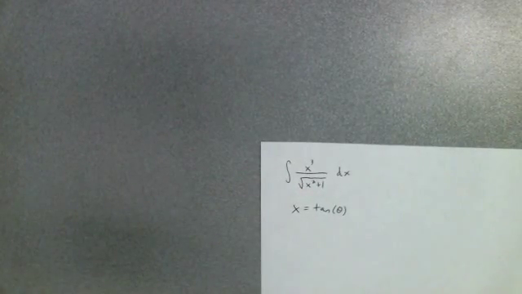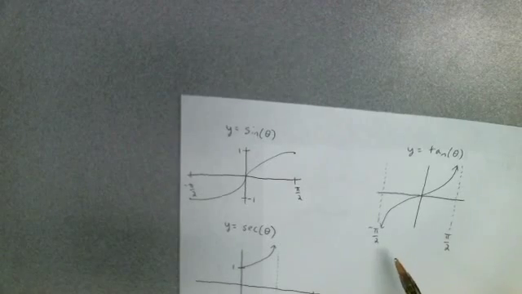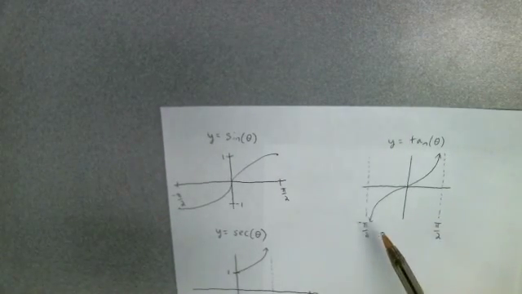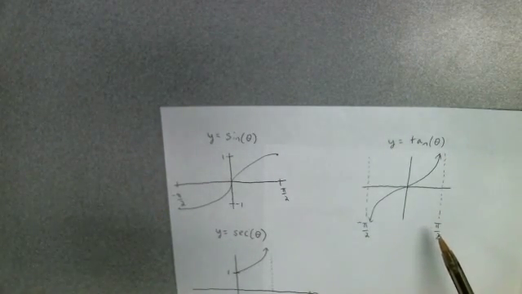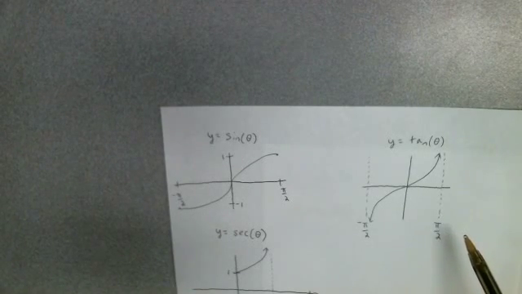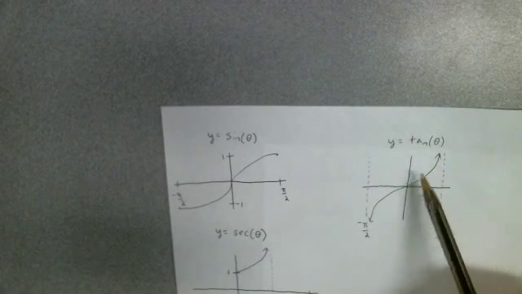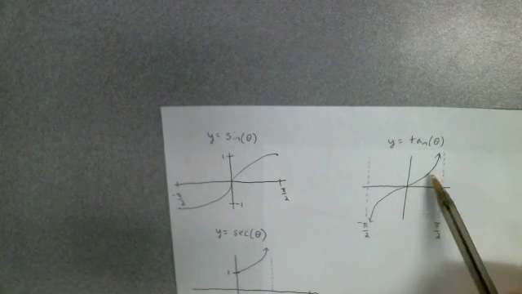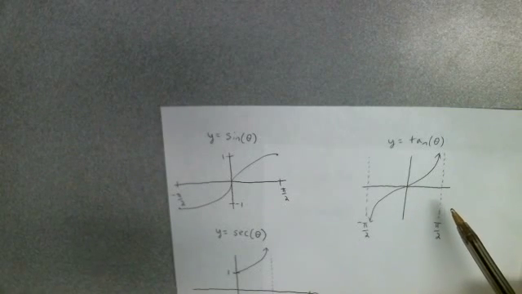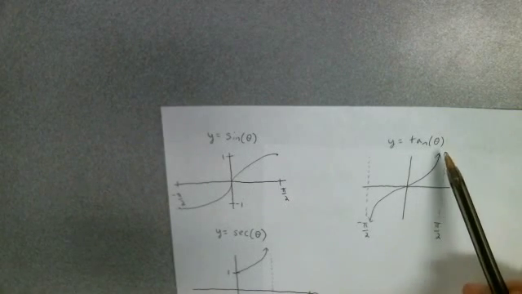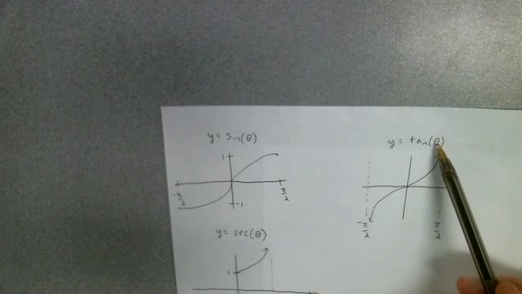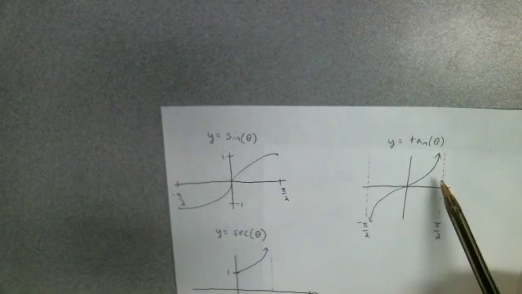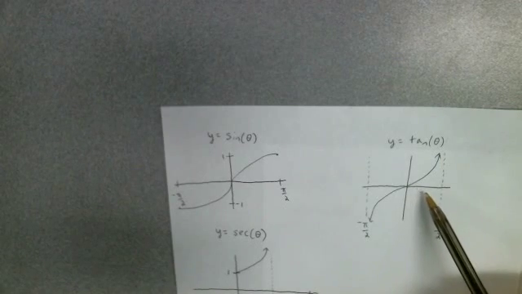Well, let's look at a graph of tangent. Here's a graph of tangent between negative pi over 2 and pi over 2. So remember, we said x could be any number. Well, look at this. The graph of tangent hits all real numbers between negative pi over 2 and pi over 2. What that means is if we choose the right angle theta, the tangent of theta can be our x value, no matter what we pick our x value to be.